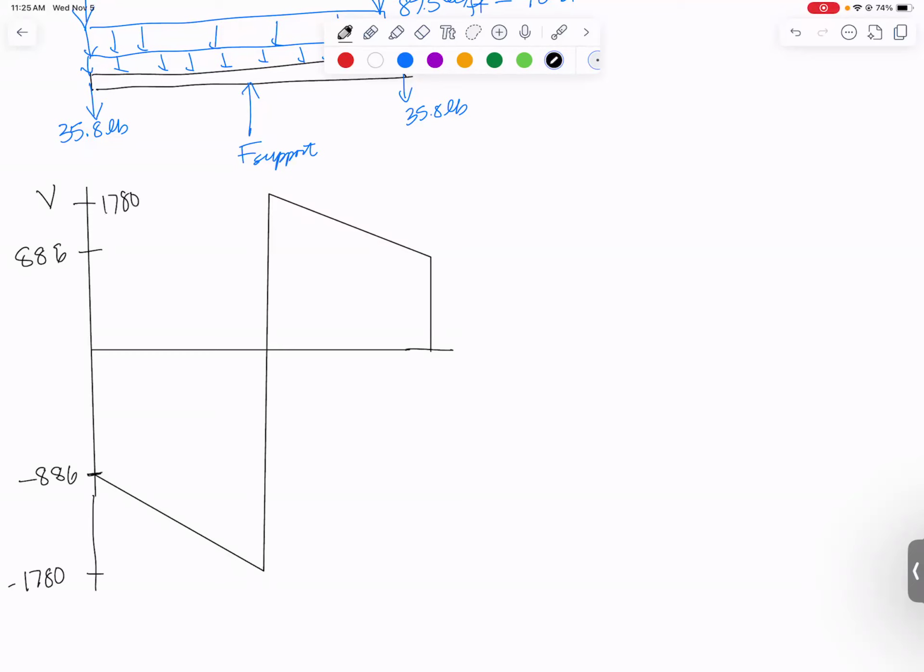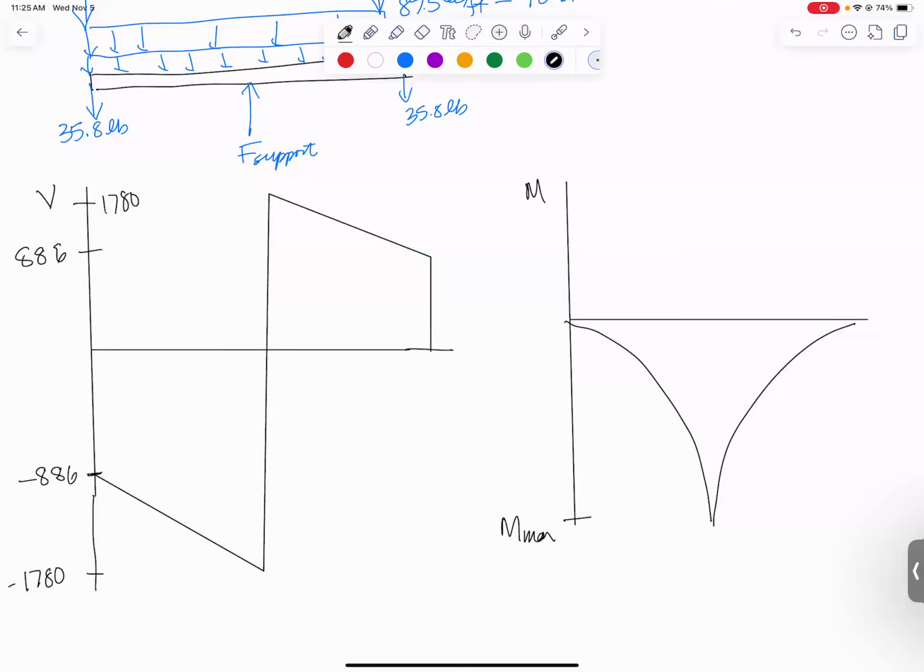This should be anti-symmetric. Then what's our moment diagram going to look like? You guys know what the moment diagram is going to look like. It's going to look just like all the others. It's going to be these concave down parabolas with a cusp in the middle, and we need to know M max. To do that, again, we just need to find the area of the rectangle plus the area of the triangle. That'll give us M max.